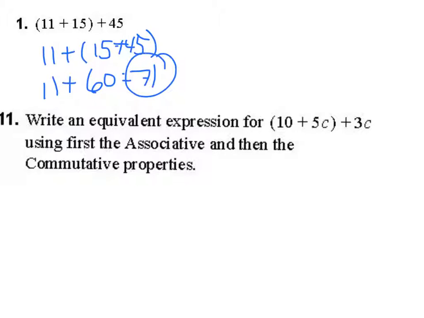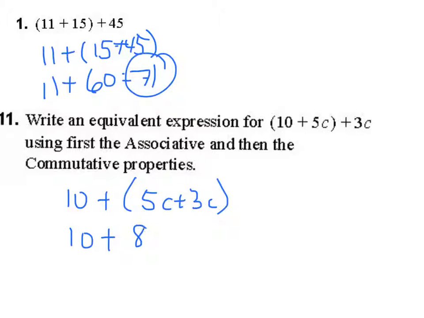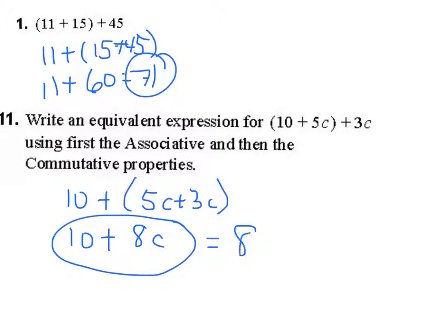Write an equivalent expression, first using the associative, then the commutative property. Okay, so associative, I'm going to switch where the parentheses are. So 10 plus (5c plus 3c). And then I could add 5c plus 3c, which is 8c. Now, I didn't really use the commutative property, so I suppose I should switch the order and have 8c plus 10. Then I commuted. But they're equivalent expressions.